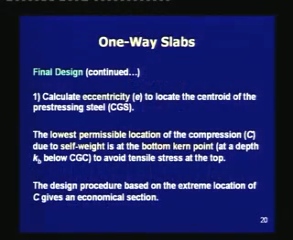The distance of the bottom kern point from the CGC is denoted as kb, and if we base our design on this bottommost position of C, then we get an economical section. The design procedure based on the extreme location of C gives an economical section.